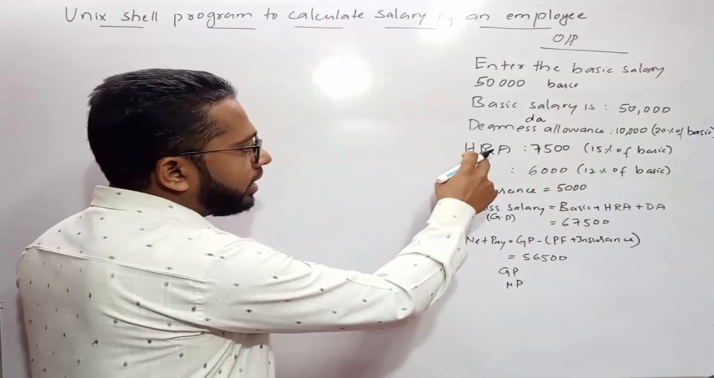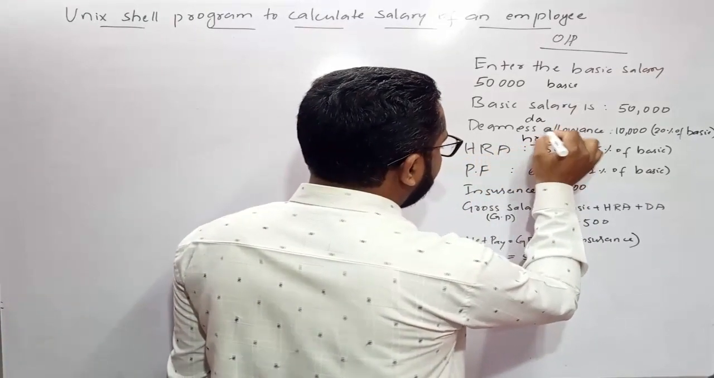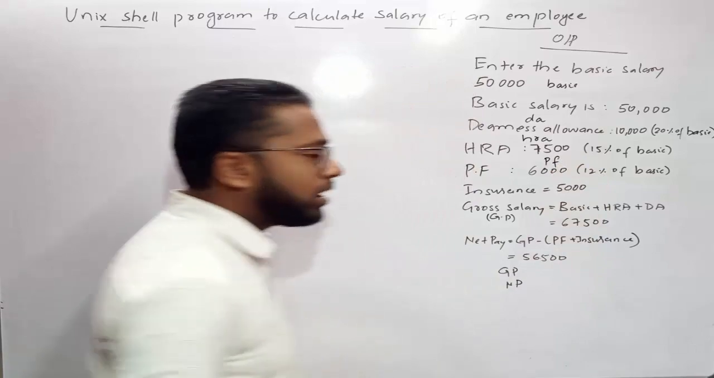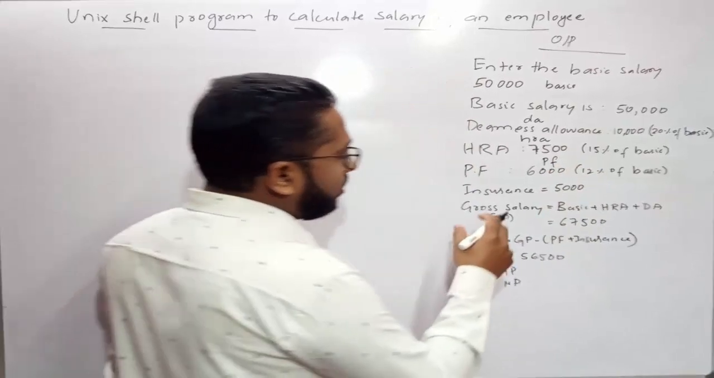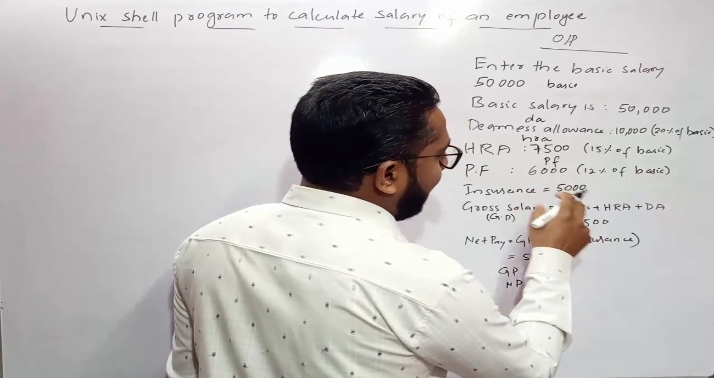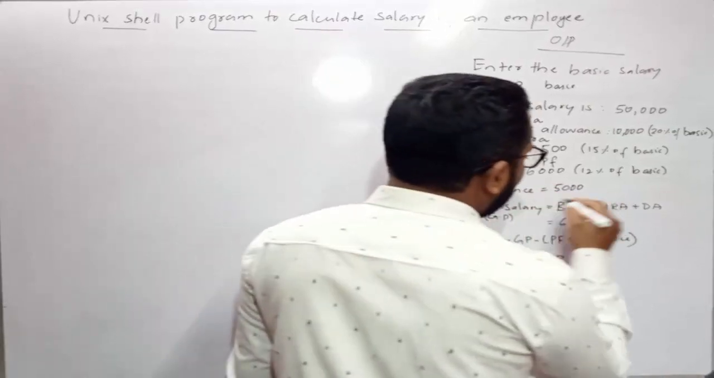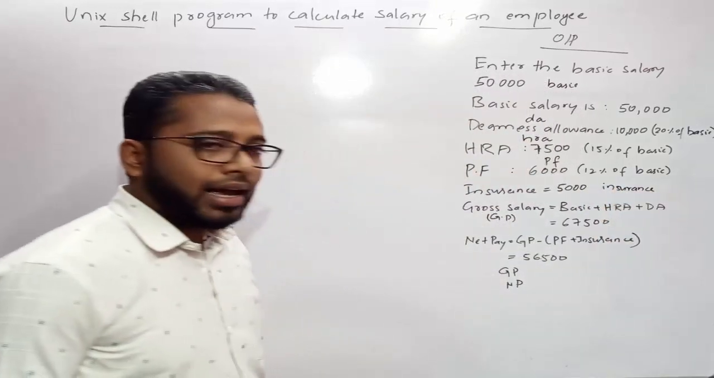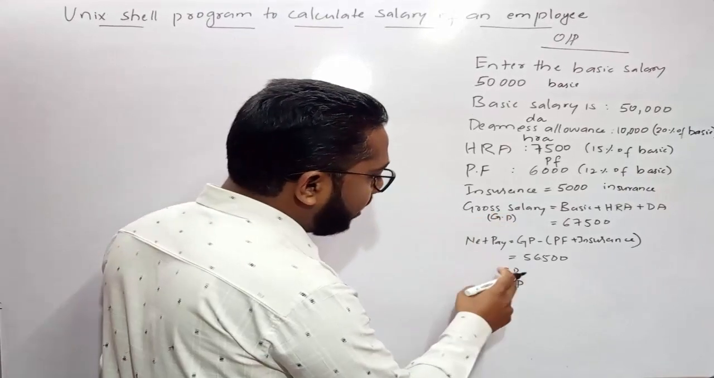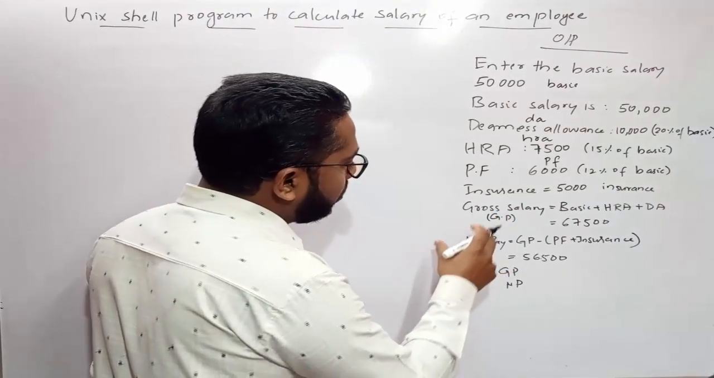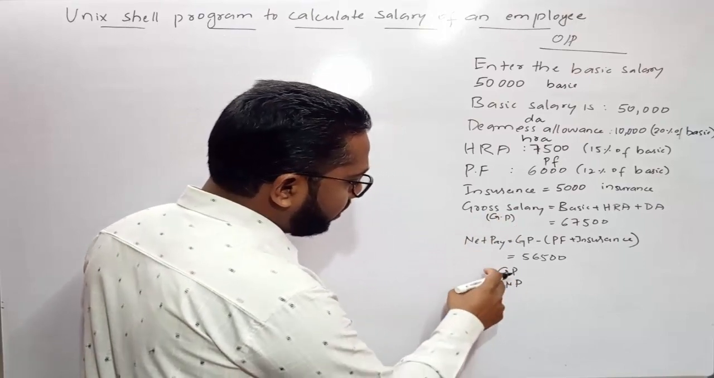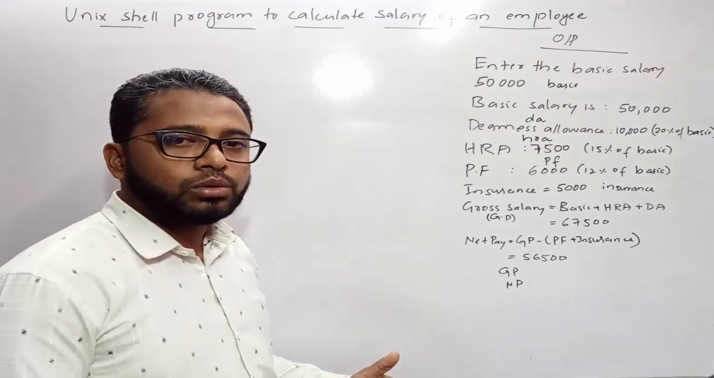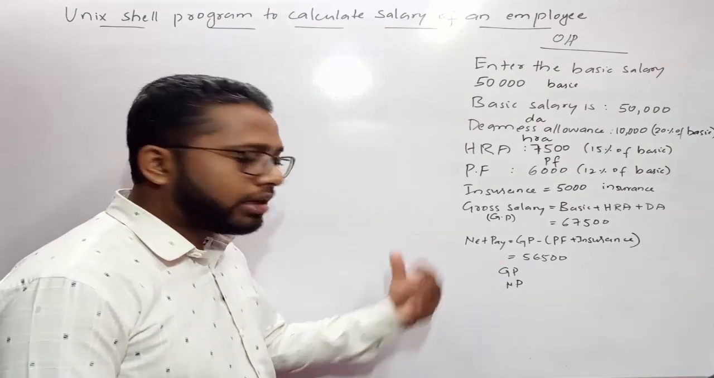And we need to also calculate HRA, so we'll create an HRA variable. We are also calculating PF, so we'll create one more variable PF. The insurance amount will be set as 5,000, and that is a fixed amount, so to hold the value of insurance, we need to create one more variable, insurance. Then finally we are calculating gross pay and net pay. To hold the amounts of gross pay and net pay, we need to create two more variables with the names GP and NP. So now we have decided how many variables we need to create in our program to calculate the salary, right?